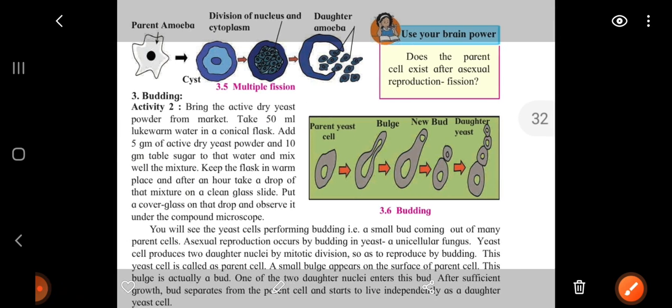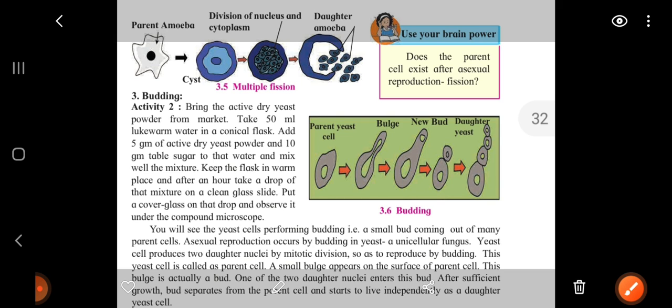You can see multiple fission explained over here in the pictorial diagram. Here is the parent amoeba, the formation of the cyst, and inside the cyst many nuclei. In favorable conditions the cyst opens up, and the daughter amoebae come out and start developing into new parent amoebae. This is how multiple fission takes place. Fine. Now another type is called budding.